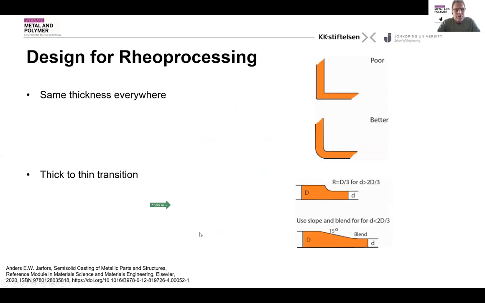Now, this may not come as a shock to you, but if you want to design for rheocasting, you essentially have the same design rules as for casting. You should try to use the same thickness everywhere. You have the same rules for thick to thin transfer. The difference is that rheocasting will allow you to get fewer problems in the thick to thin transfer because you often get porosity here. Next, please.